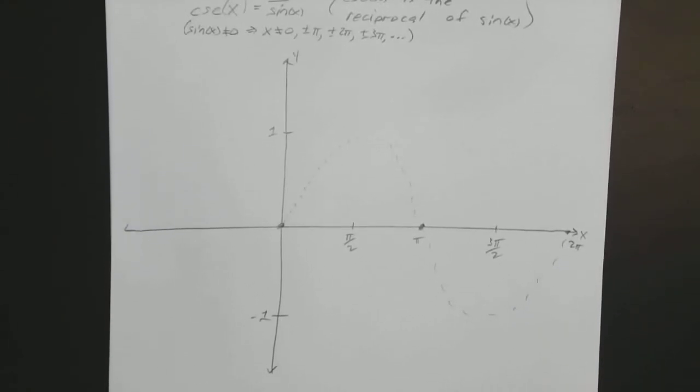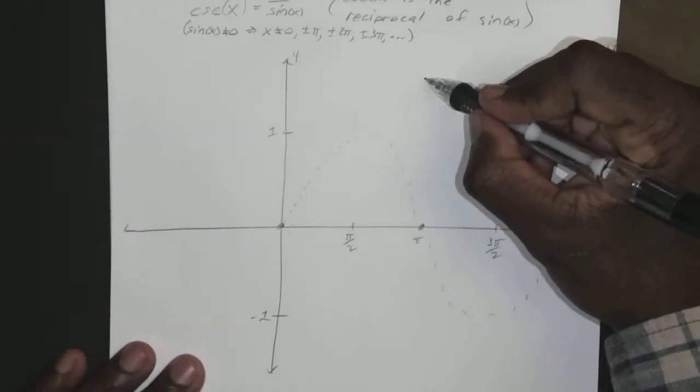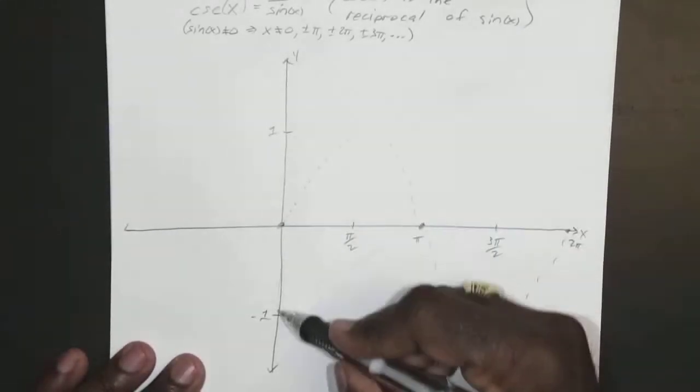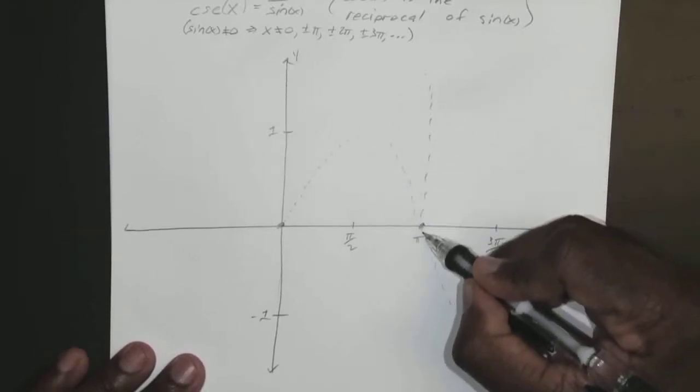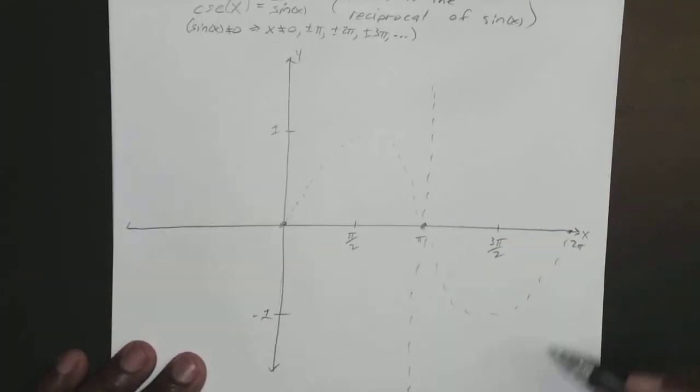Okay, so that's our sine. Like I said, I just outlined it a little bit to give you an idea. Since we know cosecant can never equal 0, all those points where sine is equal to 0 now become our vertical asymptotes. This is a vertical asymptote, but you won't be able to see it. And this one at x equals pi is a vertical asymptote.